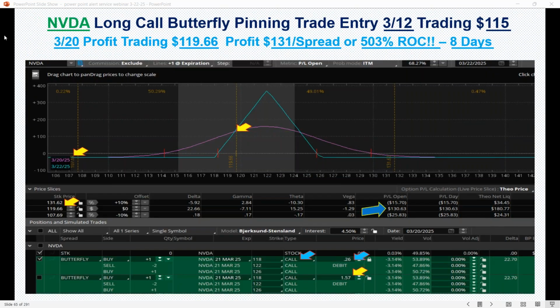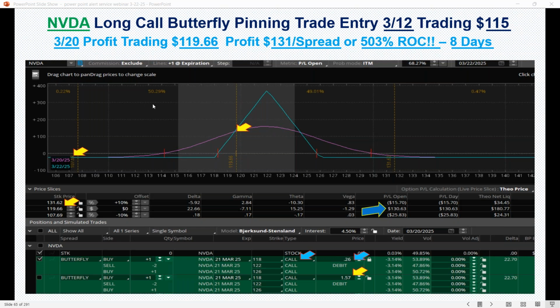So here it was. Now I'll show you this one. It wasn't max profit, but look, just trading right there, this thing was up. It went from 26 cents, now it's up to $1.57. So this thing was up $131 per spread. It was up 503% return. Okay, so pretty cool trade.